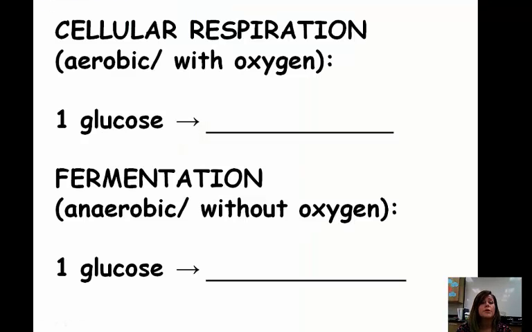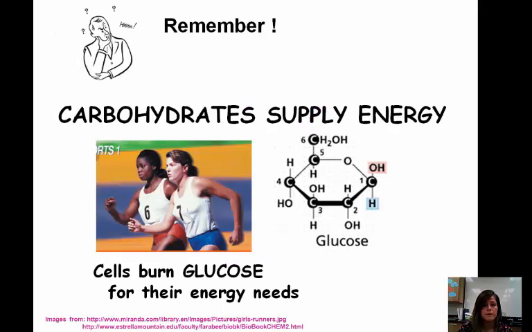So cellular respiration is the aerobic process with oxygen. 1 glucose is going to make 36 ATP. In fermentation, which is anaerobic, meaning without oxygen, so if you remember, an is a prefix meaning not. Okay, so oxygen's not present. You only get 2 ATP. So overall, cellular respiration is more efficient than fermentation, and that's why our bodies go through it.